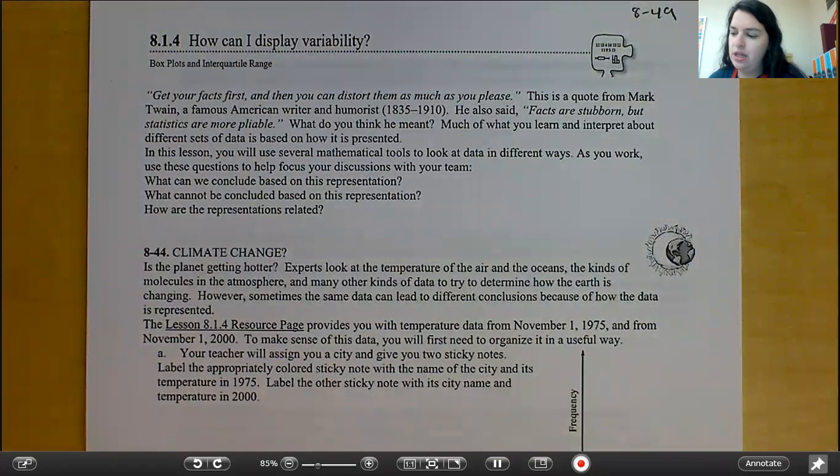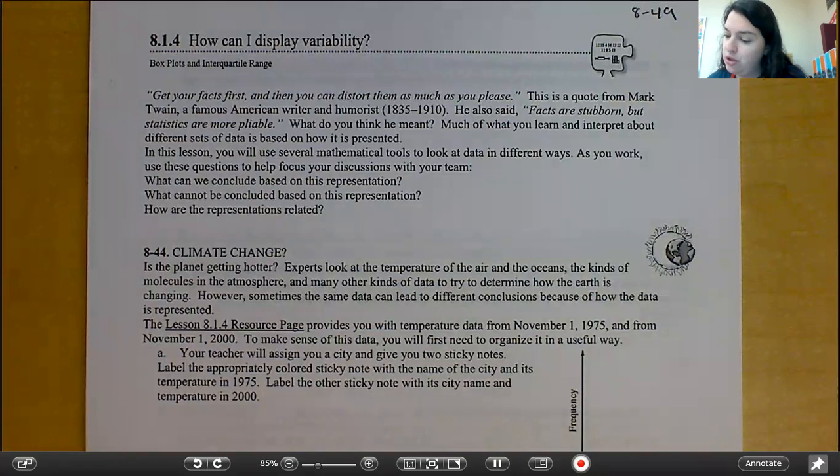Get your facts first and then you can distort them as much as you please. This is a quote from Mark Twain, a famous American writer and humorist, 1835 to 1910. He also said, facts are stubborn, but statistics are more pliable. What do you think he meant?